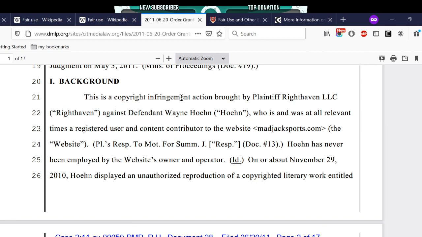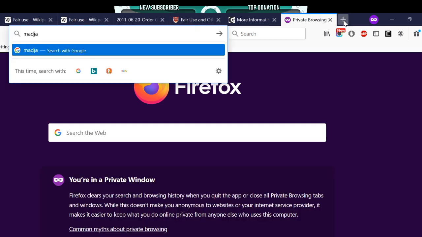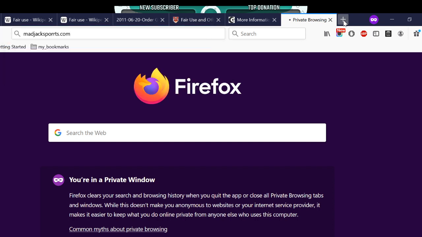So, copyright infringement action brought by Plaintiff Righthaven LLC against defendant Wayne Hohn, who is and was at all relevant times a registered user and content contributor to the website madjacksports.com. What is that? Hang on, I have to know. madjacksports.com.